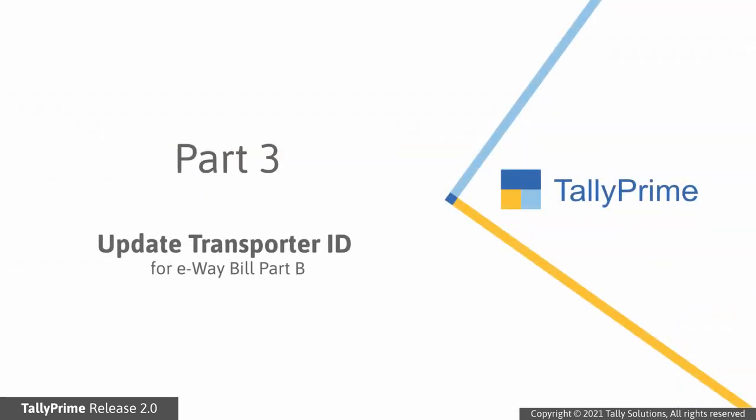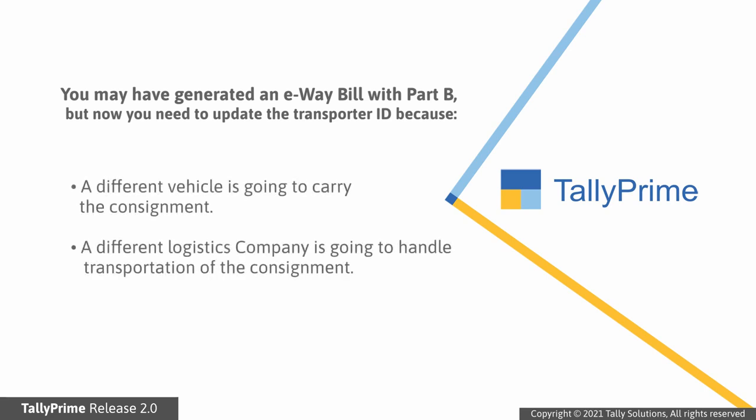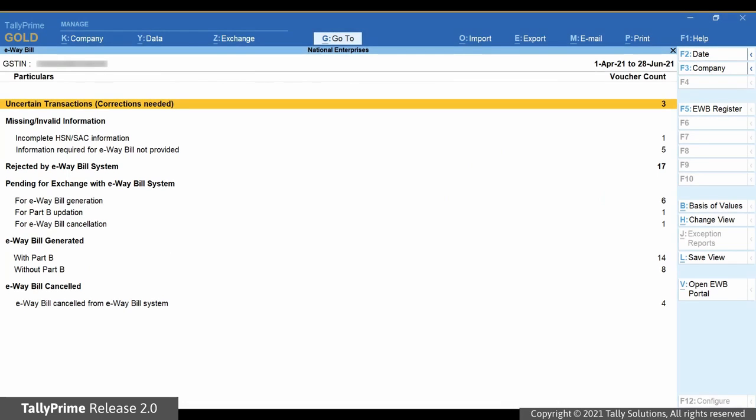Let's now take a look at the process of updating the transporter ID. You may have generated e-Waybill with Part B and now you want to update the transporter ID as another transporter is replacing the existing transporter. This situation arises when a different vehicle is going to carry the consignment or a different logistics company is going to handle transportation. In such cases, you will have to update the transporter ID. Let's see how to update the transporter ID.